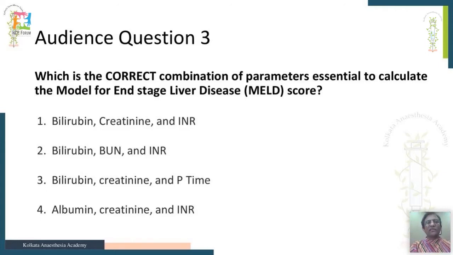The third question: which is the correct combination of parameters essential to calculate the MELD score, or the model for end-stage liver disease score? Is it a combination of bilirubin, creatinine, INR, or bilirubin, urea, and INR? Or bilirubin, creatinine, and P time, or albumin, creatinine, and INR? Which do you think is the correct combination?